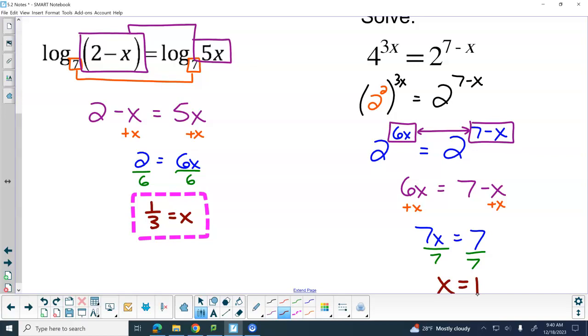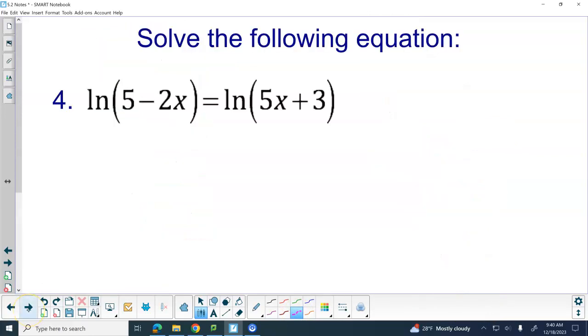3 times 1 is 3. 4 cubed is 64. 7 minus 1 is 6. 2 to the 6th power is 64. 64 equals 64. So x. No? Here's one of those. Try this one.